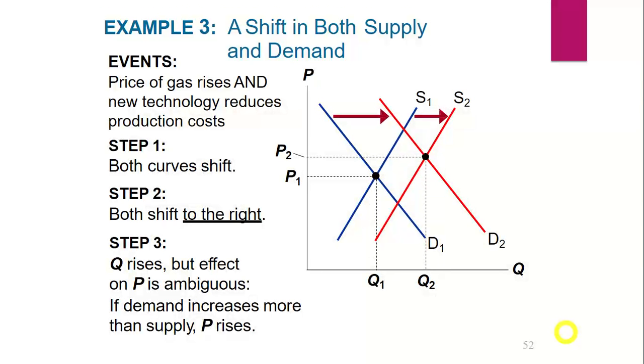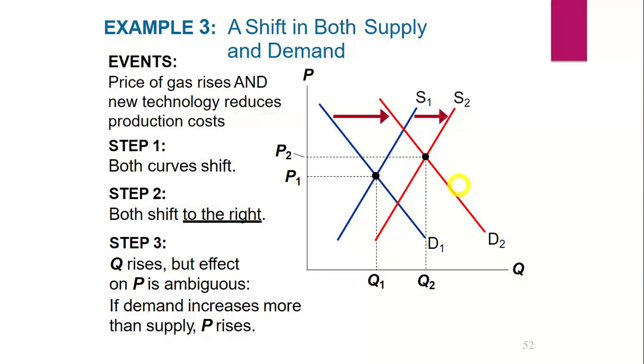First, let's take the price of gas rises. You can see here that price increases. Demand curve shifts from D1 to D2. Because the price of gas goes up, you want to buy more hybrid cars, or you want to demand more hybrid cars. So the demand shifts right from D1 to D2.